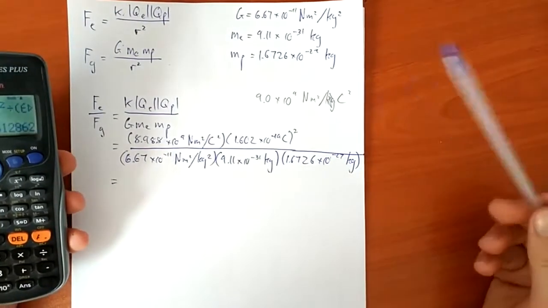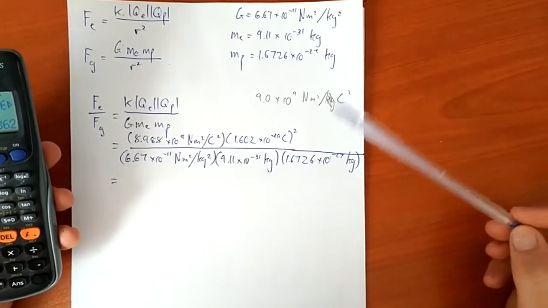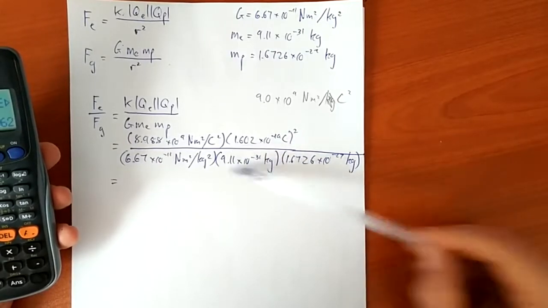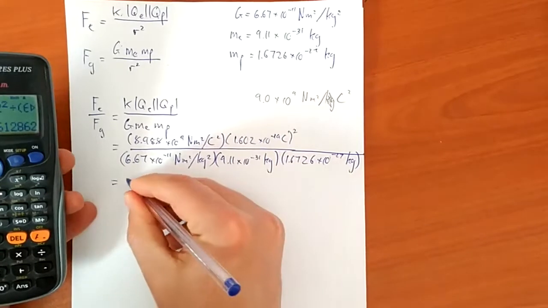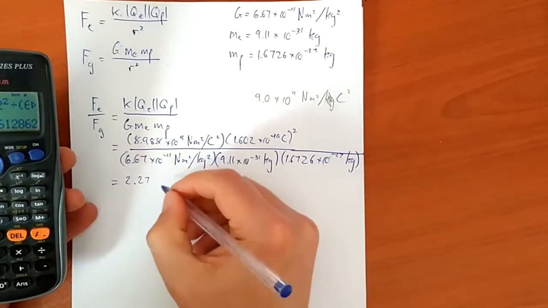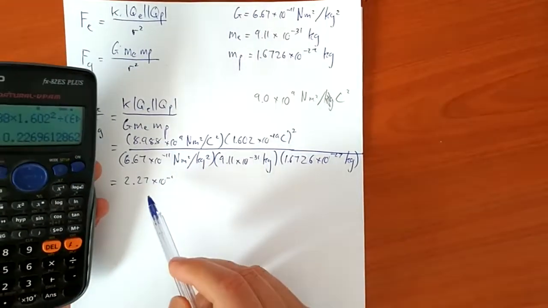How many significant figures am I planning on giving in this answer? Well, this is just multiplying and dividing, so remembering the rule, I'm just looking at the value with the least number of significant figures. That would be this one. It's 3, so I'm only going to provide 3 significant figures in my answer. Okay, 2.27 in other words, times 10 to the minus 1. Okay, so that is what I just calculated.